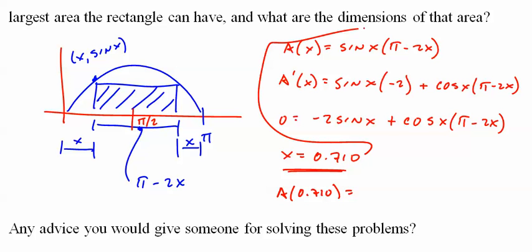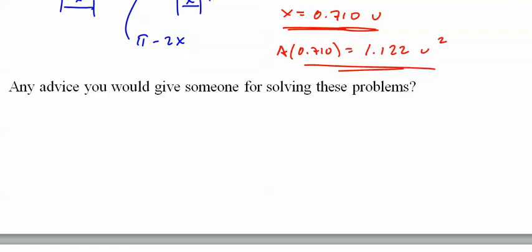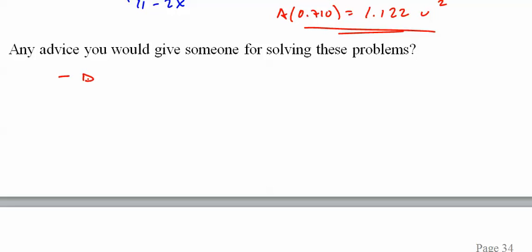And we would plug it in here and here. And again, I'm just not in the mood to do all the computation, so the area is 1.122 units squared. And this is 0.710 units. So there it is. Now, any advice? Draw a picture. Always, always, always. What are you looking for? Because a lot of people are like, well, why'd you do this? I said, well, what are we looking for? And they say, oh, that's what we're looking for, so we have to actually find something.